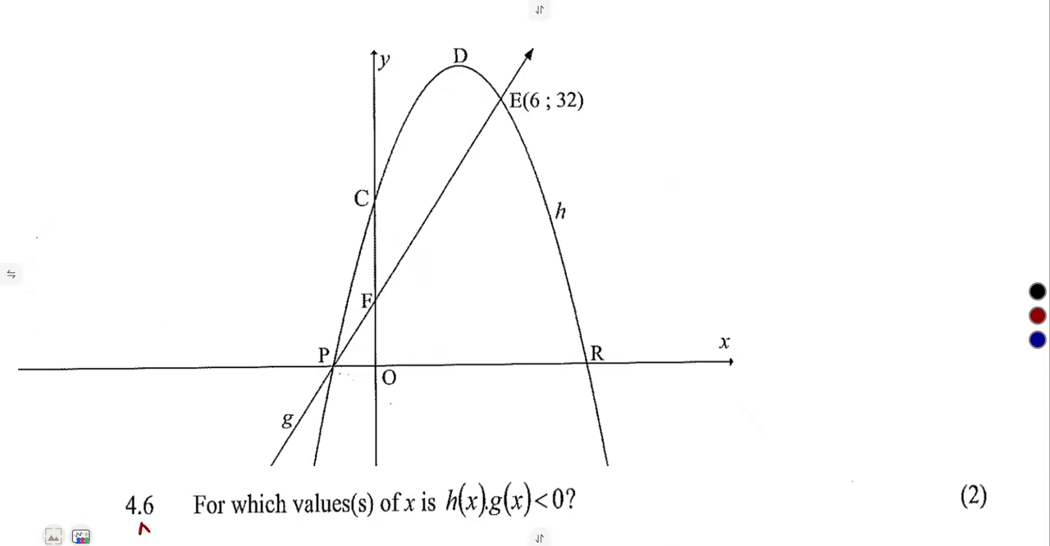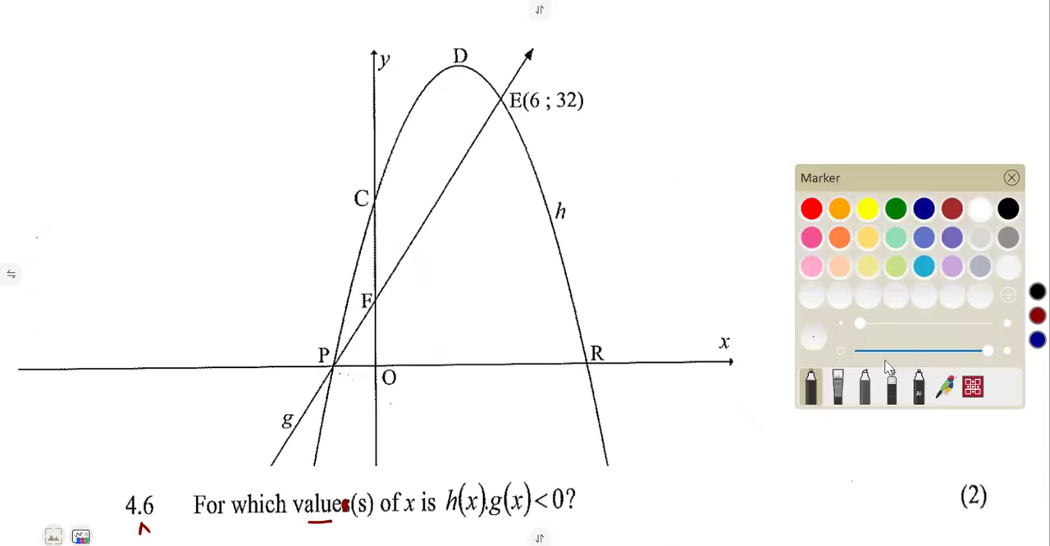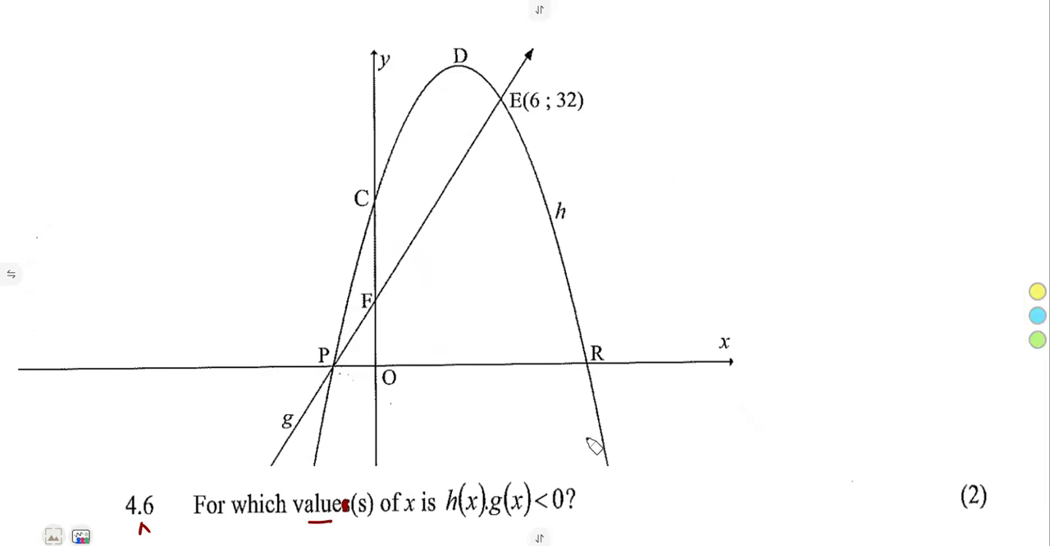For which values, question 4.6, for which value or values of x is h(x) times g(x) less than 0? So we had two given graphs. The graph of h was our parabola, the quadratic function, this one. They gave us this as our graph of h. And we were also given g, the graph of g, this one, which is a straight line, a linear function like this. That was the condition of our question.